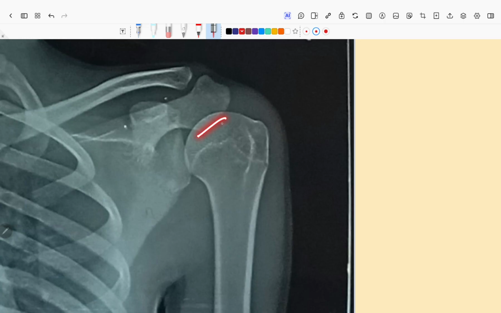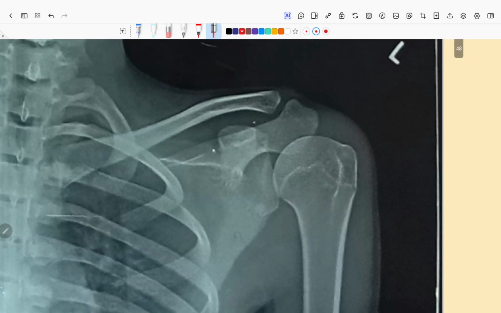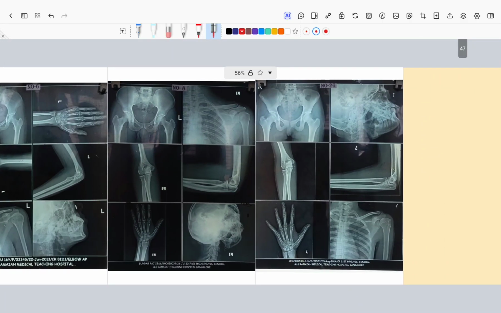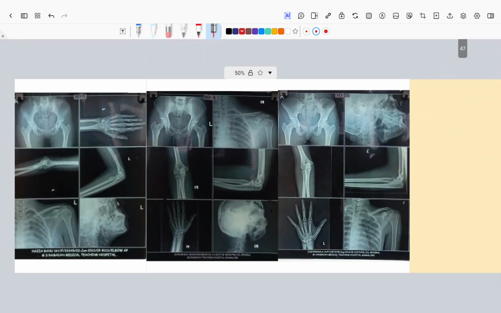We see this is the head of humerus, the greater tubercle, lesser tubercle, all have appeared, and this one is the line of fusion. We see this has not fused. You can see a white opaque line which has not fused with the shaft, so this means it's not fused. And then you can see this one.